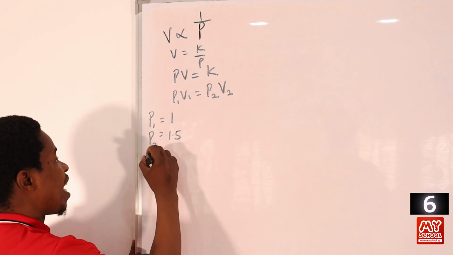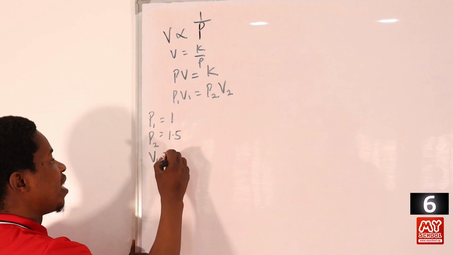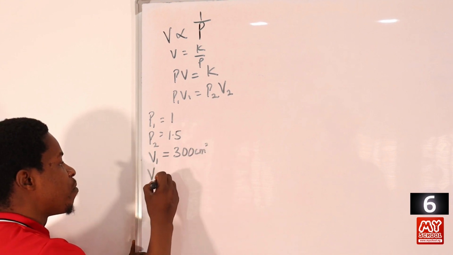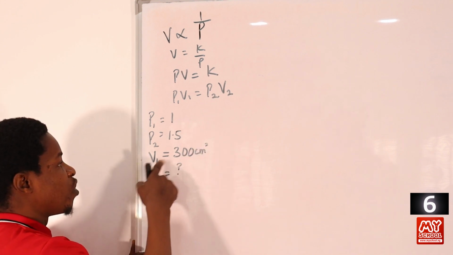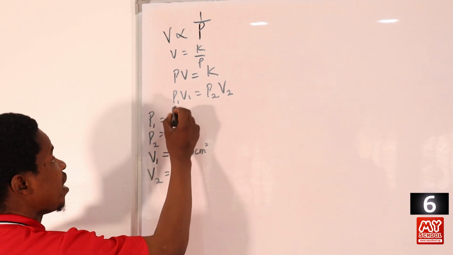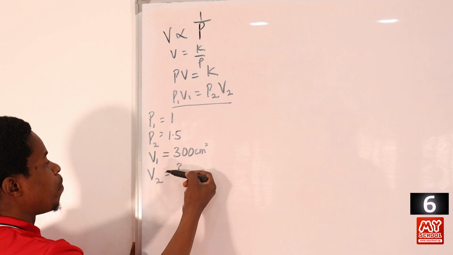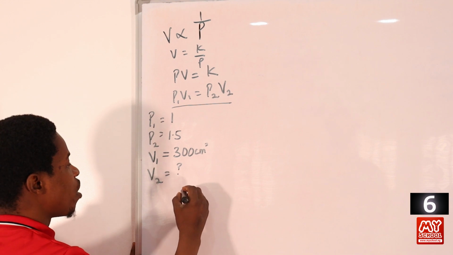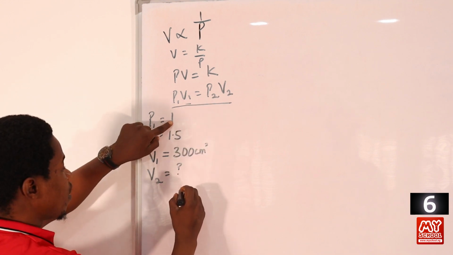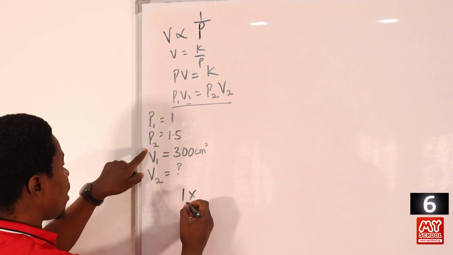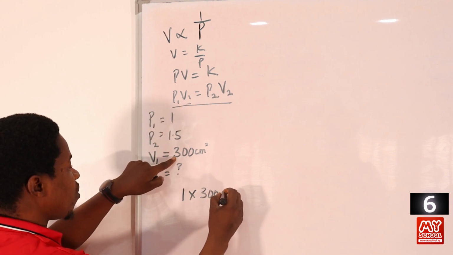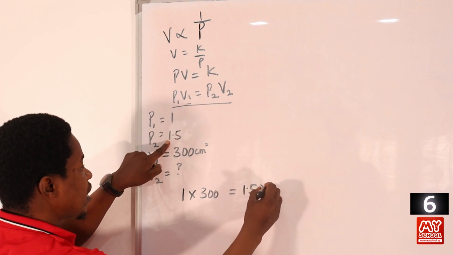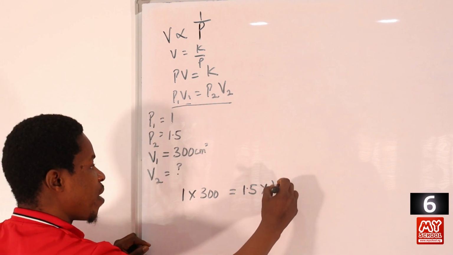And then we're told that V1 is actually 300 cm3. So we're asked to find the final volume, that is V2, if the initial volume was 300 cm3. Looking at this relationship, we can just put in these parameters now that we have values, and then we solve for V2. So P1 will be 1 times V1, which is 300. That will be equal to P2, which is 1.5, times V2, which is unknown.